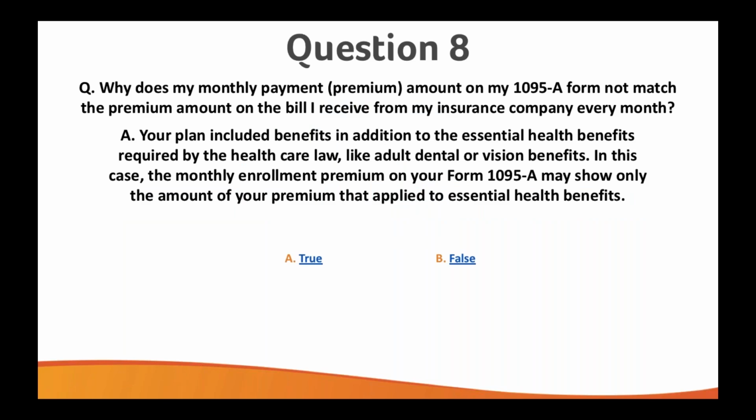Question number 8. Why does my monthly payment premium amount on my 1095A form not match the premium amount on the bill I receive from my insurance company every month? A, your plan included benefits in addition to the essential health benefits required by the healthcare law, like adult dental or vision benefits. In this case, the monthly enrollment premium on your Form 1095A may show only the amount of your premium that applied to the essential health benefits. Is it A, true, or B, false?